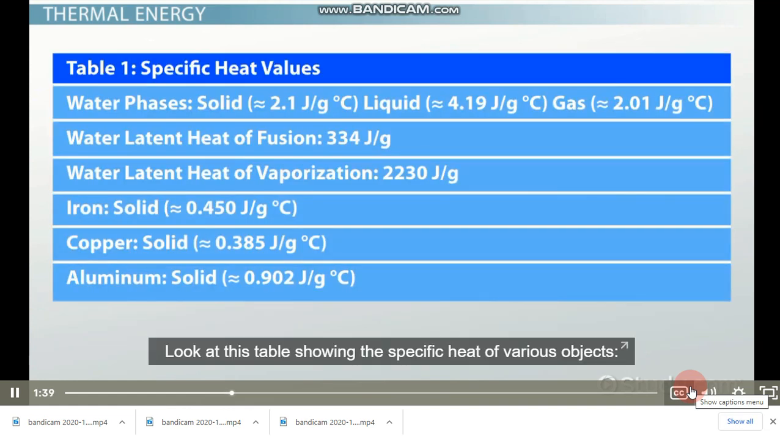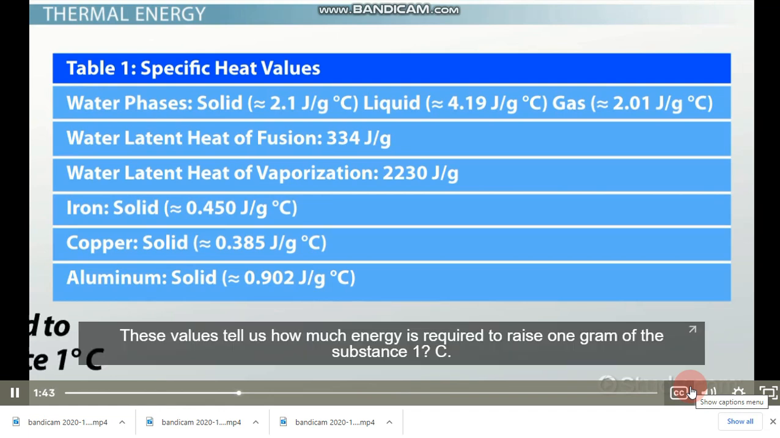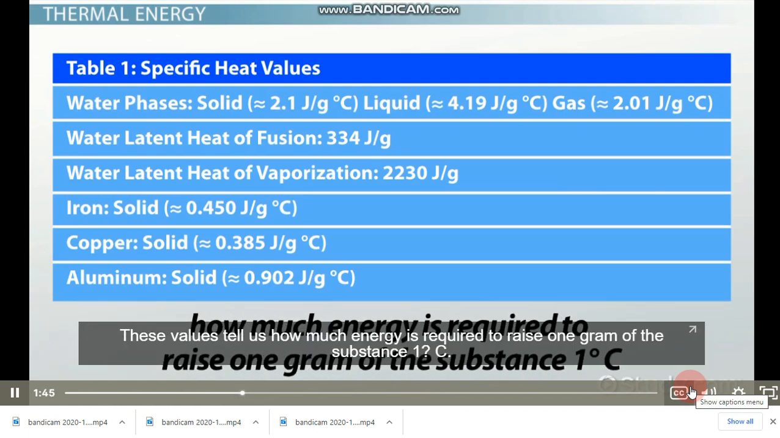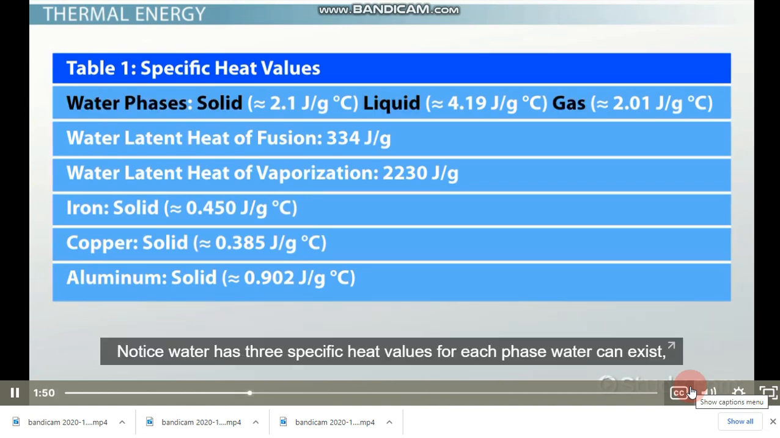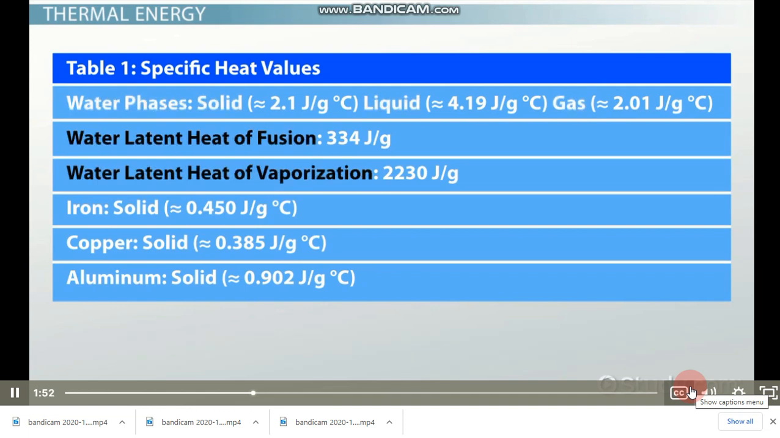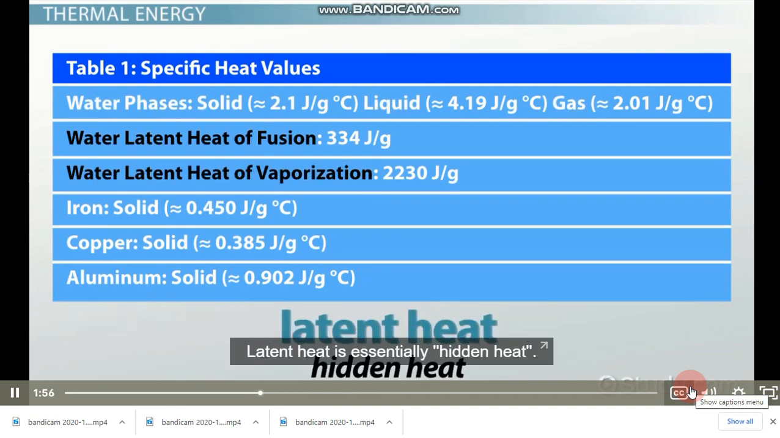Look at this table showing the specific heat of various objects. These values tell us how much energy is required to raise 1 gram of the substance 1 degree Celsius. Notice water has 3 specific heat values for each phase water can exist in, and 2 values with the term latent heat. Latent heat is essentially hidden heat.